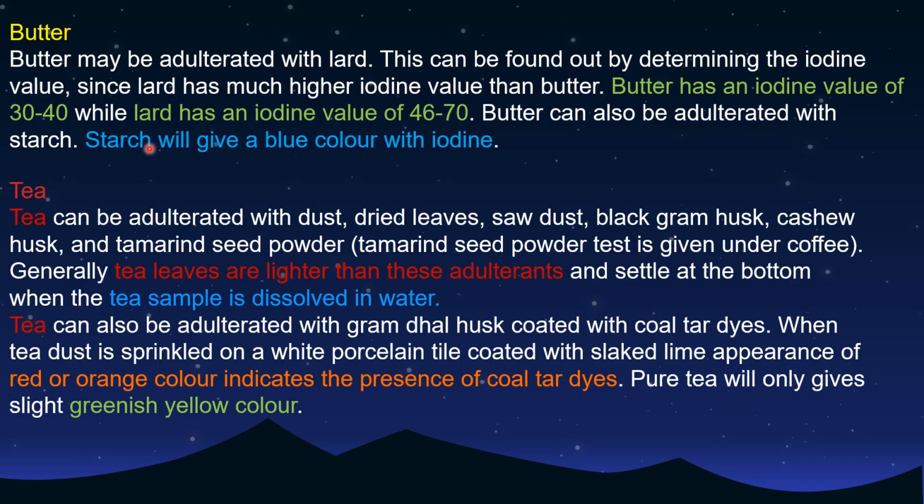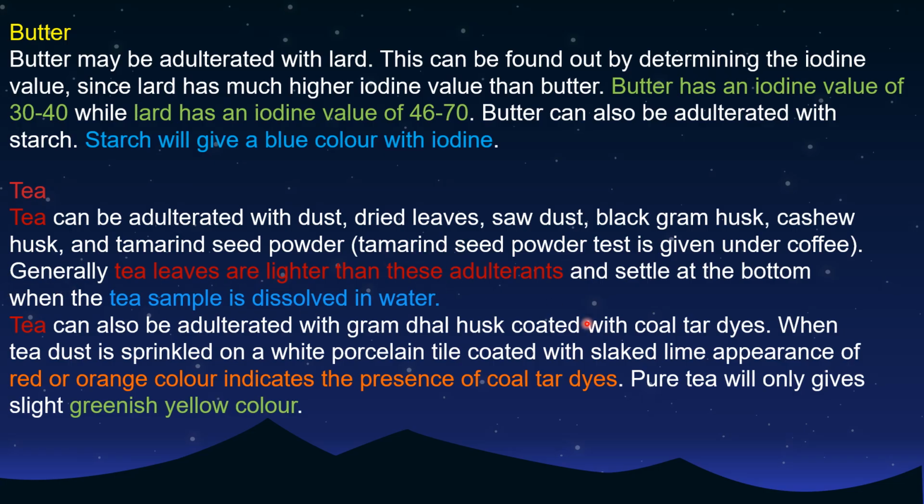Butter can also be adulterated with starch. So the starch test is, it should give blue color with iodine. With that we can identify. Next we will see the adulterants that are present in our beverages, tea. So tea can be adulterated with dust, dried leaves, sawdust, black gram husk, cashew husk, tamarind seed powder. Okay, so for the tamarind seed powder, you remember that 1% sodium carbonate solution sprayed on a blotting paper. Same test we can do for tea also.